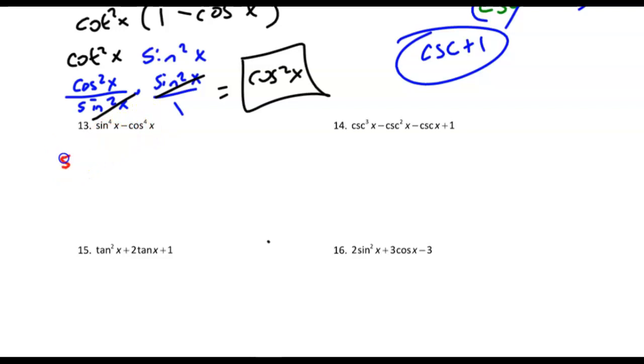So how do you get sine to the fourth? Sine squared times sine squared. How do you get negative cosine to the fourth? Negative cosine squared times positive cosine squared. Right? See how I write the x and sometimes I don't. Sorry about that.